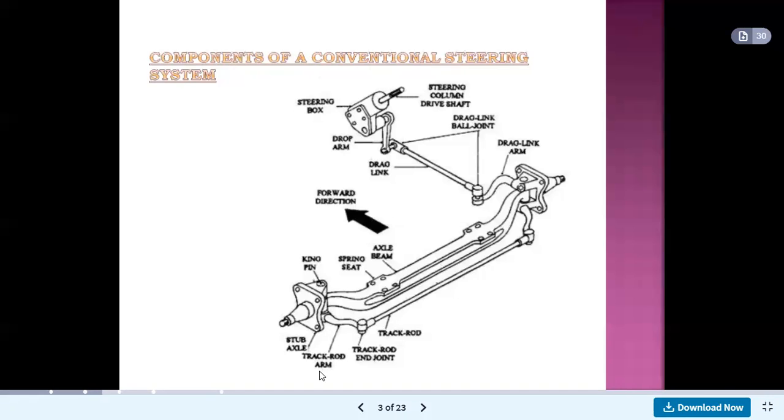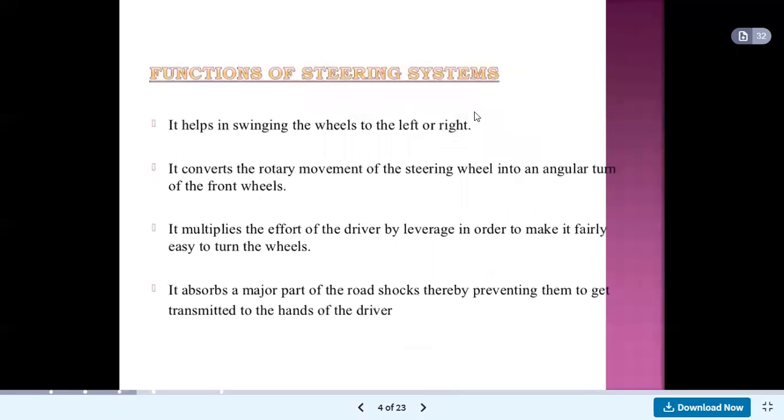This is the track rod arm. This is the kingpin. The kingpin is used to connect the stub axle with this drag link. So in this way, we have shown the components in this diagram. These are the steering system components.